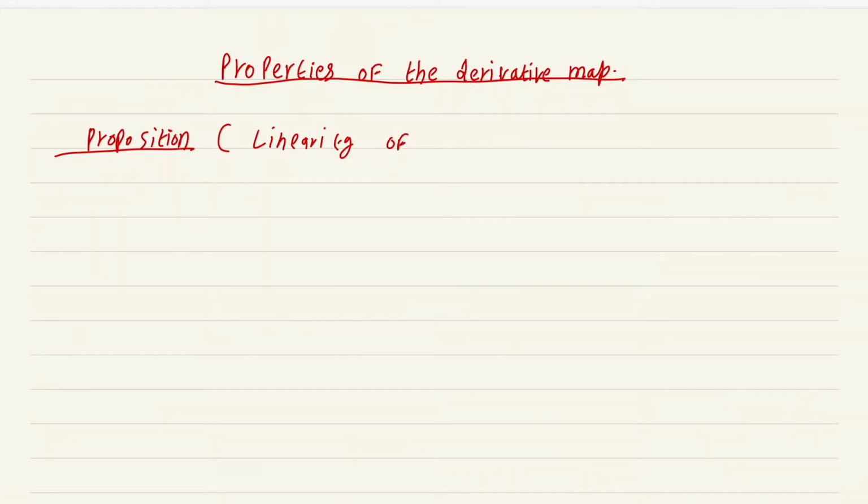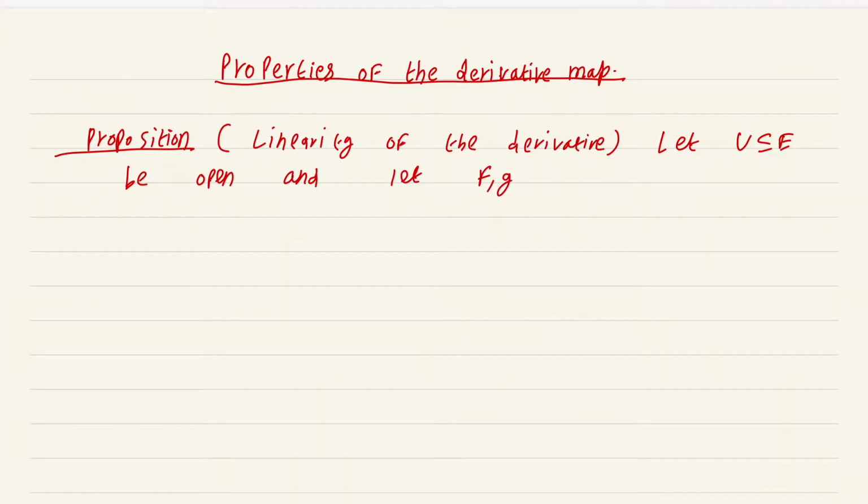Linearity of the derivative. We already know that the derivative is a linear map, but this is sort of saying that taking the derivative and treating it as an operator, that itself is linear. So the setup is as follows. Let U subset of E be open, and let F, G from U to R^m, or rather F in our notation, to F be differentiable at x in U.